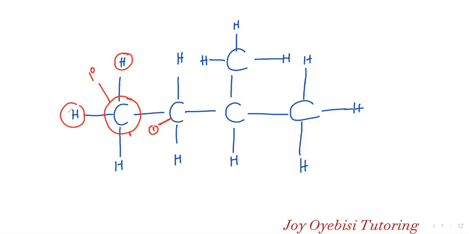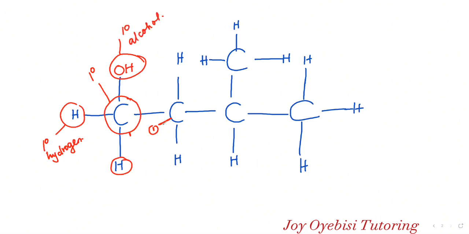Whatever is attached to a primary carbon will then be primary. So if you have hydrogens attached to a primary carbon, you have a primary hydrogen. Okay, so this is a primary hydrogen. If you have an alcohol attached, for example, if we had OH attached to that, this would then be a primary alcohol.